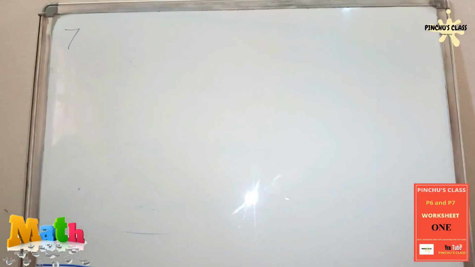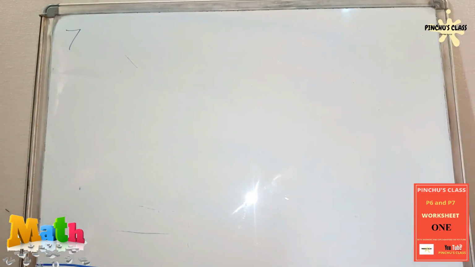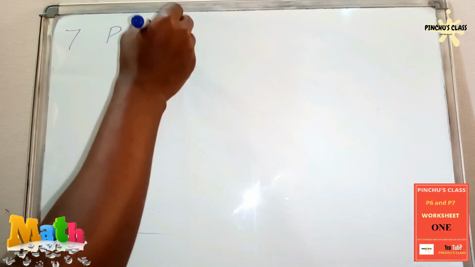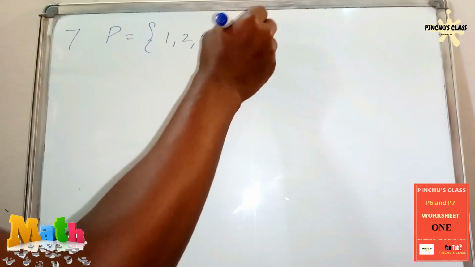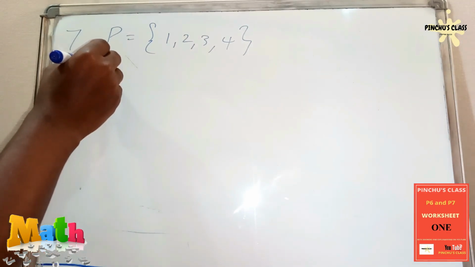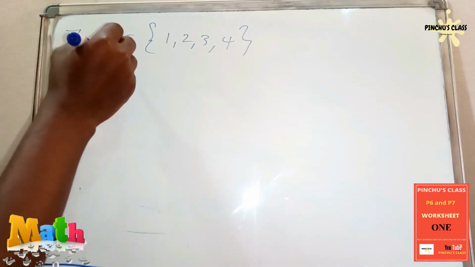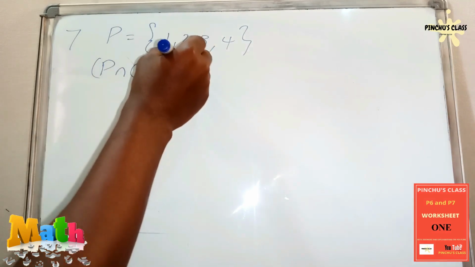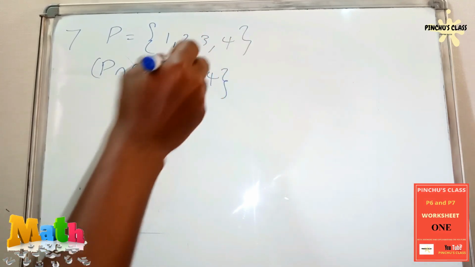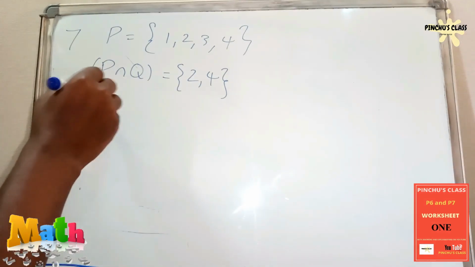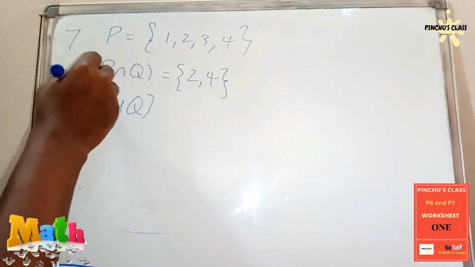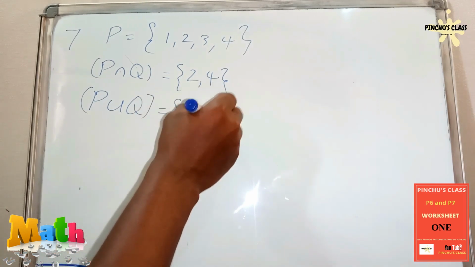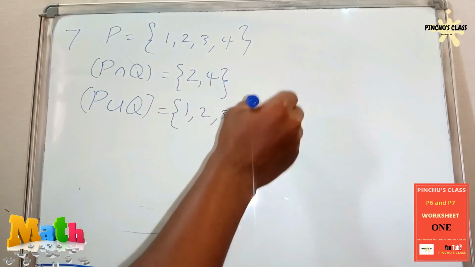Number 7. They have told us to find, if set P is 1, 2, 3, 4, and set Q, that set P intersection Q is 2, 4, and then set P union Q is 1, 2, 3, 4, 5, 6.